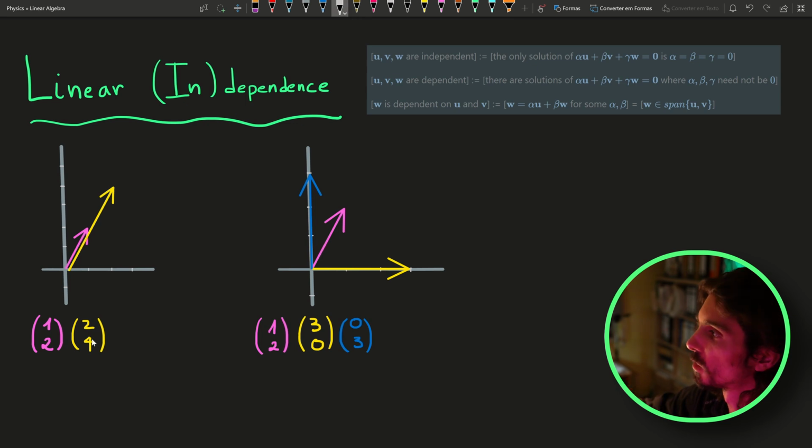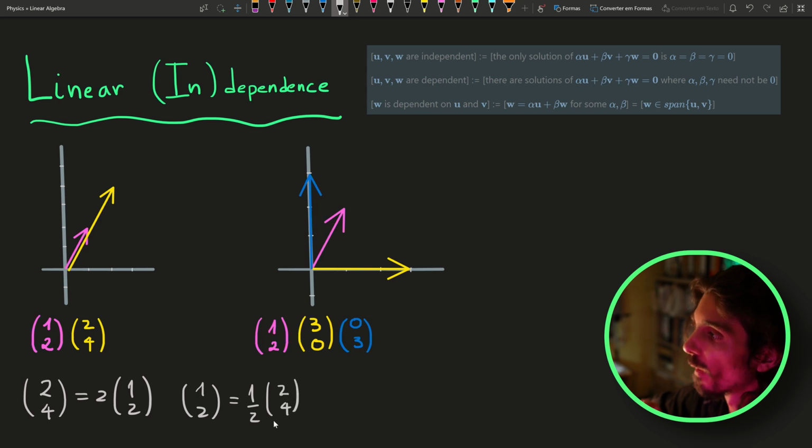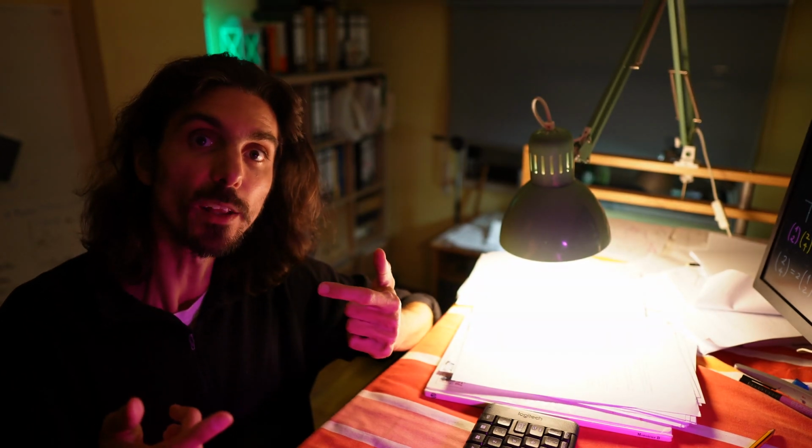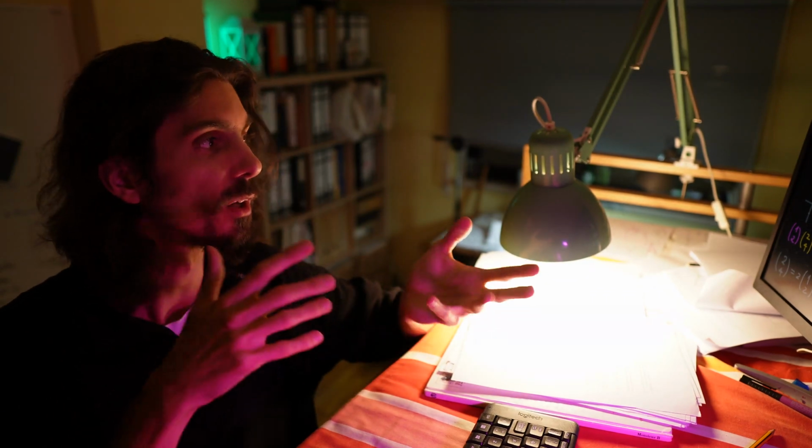Let's see. Just looking at the entries of the vectors, I can see that the vector (2, 4) is twice (1, 2). Or said in another way, the vector (1, 2) is 1/2 of (2, 4). That means that I can create one from the other and vice versa. And therefore, these two vectors are said to be dependent on one another.